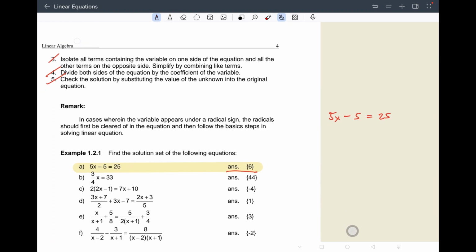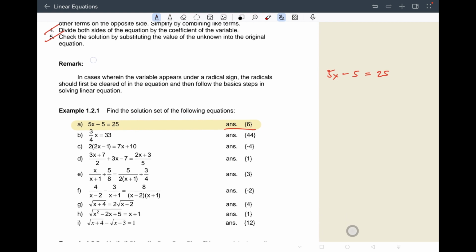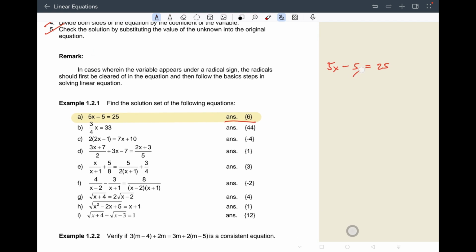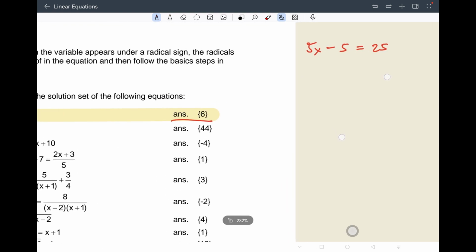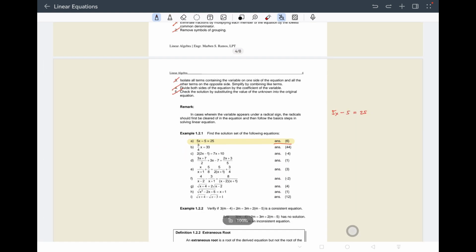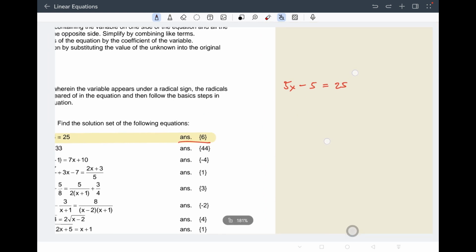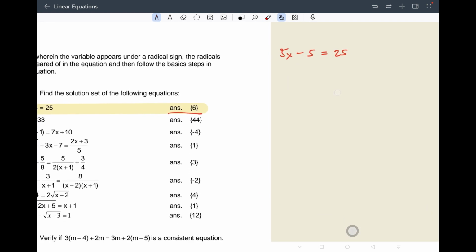Then second step is remove symbols of grouping. So here we need to group the terms by combining like terms. So like in this case, ang 5 at ang 25 parehas constant, so we can group them. And itong term na to, 5x, ay wala naman siyang kaparehas. Mag-isa lang siya na mayroong variable x. So, ang i-combine lang natin dito ay itong 5 at 25. So, we can just let 5x remain on the left side, and on the right side is 25.